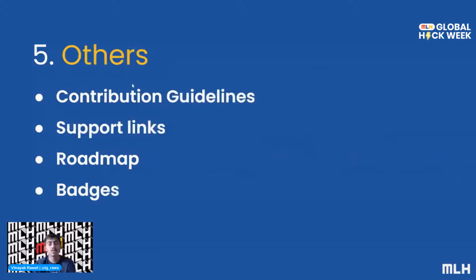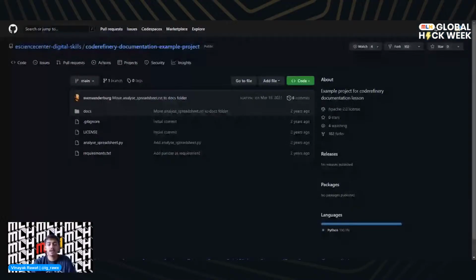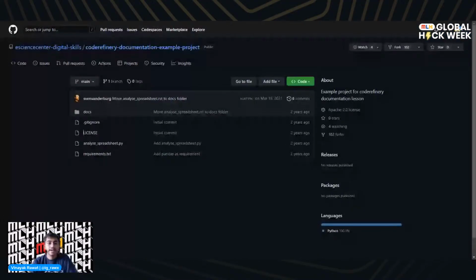If I talk about certain more things that can be added to your GitHub README, it can be contribution guidelines, support links, a roadmap, or badges. So I hope things are clear on how you need to work. And I'll just share this tab once again. I'm also writing my GitHub README so that it can be clear to you folks.